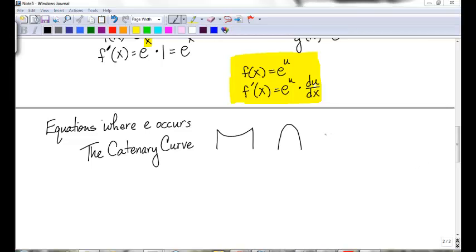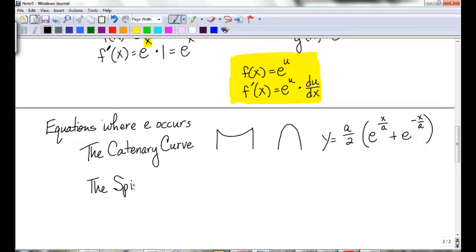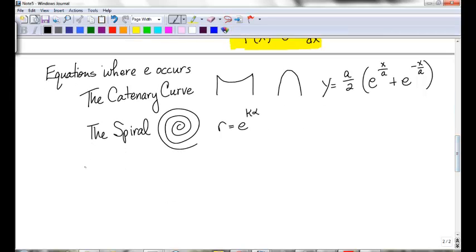A form for that might be, this is just a general form, y equals a over 2 times the quantity e. And you can look these up on your iPad. Just type in catenary curves. We're not going to do anything with these except I'm just trying to give you an example. That's one catenary curve. The spiral is another one. You might see some spirals that use e. Spirals that look like this, r equals e to the k alpha power. So you might look up spirals.